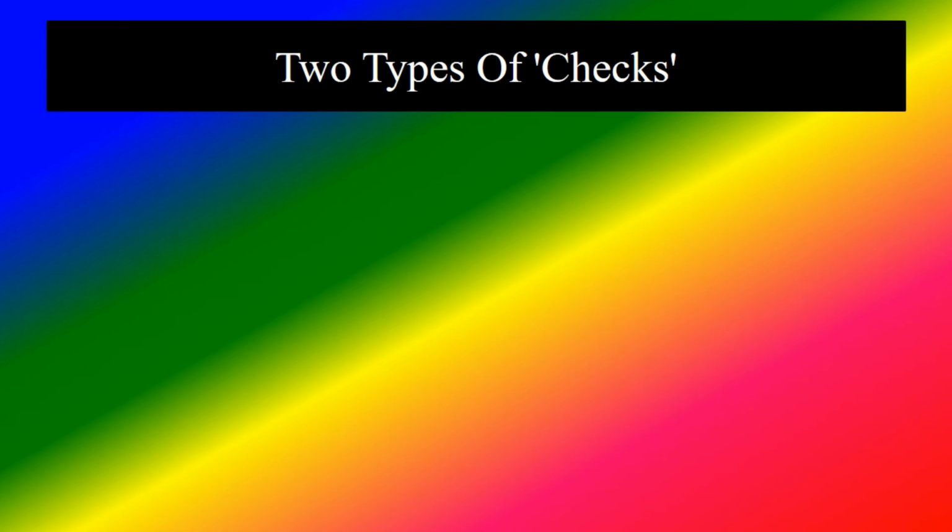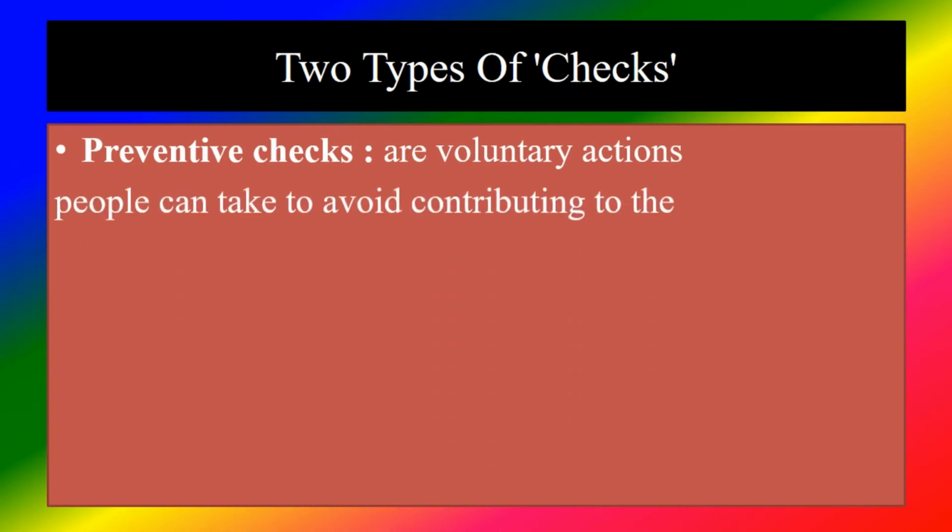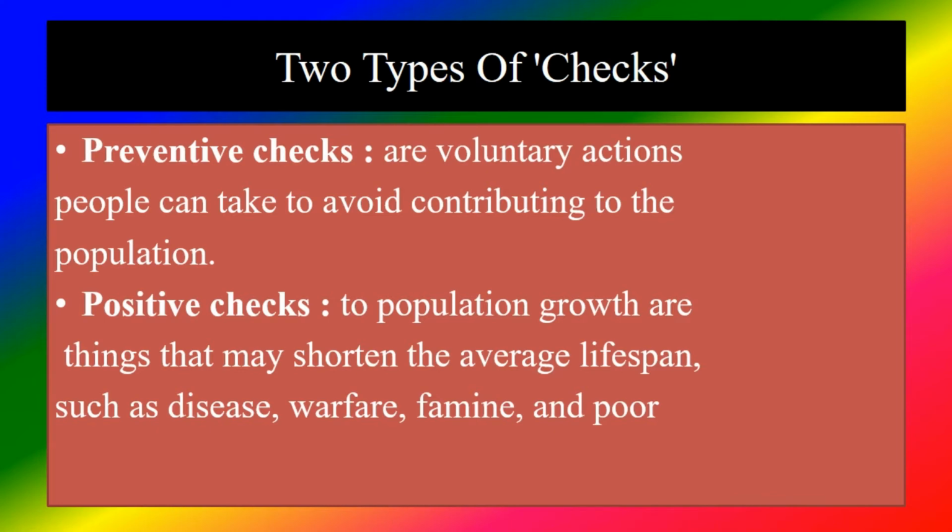Two types of checks. Preventive check: voluntary actions people can take to avoid contributing to the population. Positive check to population growth: things that may shorten the average lifespan, such as disease, warfare, famine, and poor living and working environments.